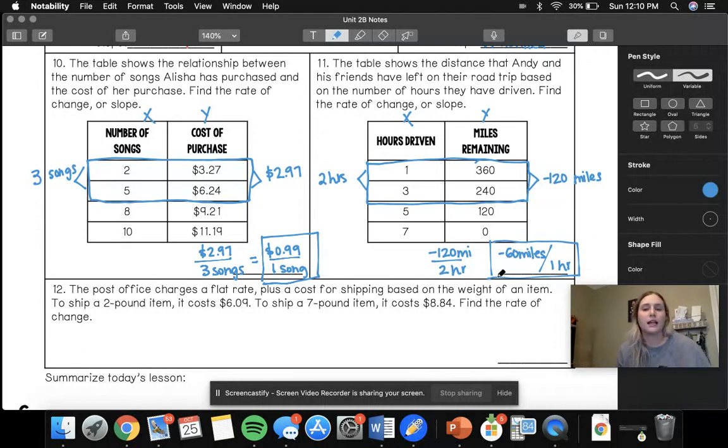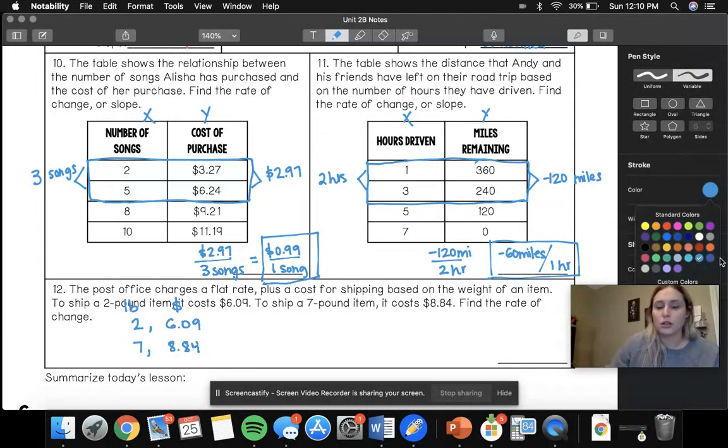For this last problem, it says the post office charges a flat rate plus a cost for shipping based off the weight of an item. To ship a 2-pound item, it will cost $6.09. To ship a 7-pound item, it will cost $8.84. As I read that, I just wrote down this information. This would be pounds of the item, and this would be the cost of the item. Find the rate of change or the slope of this situation.